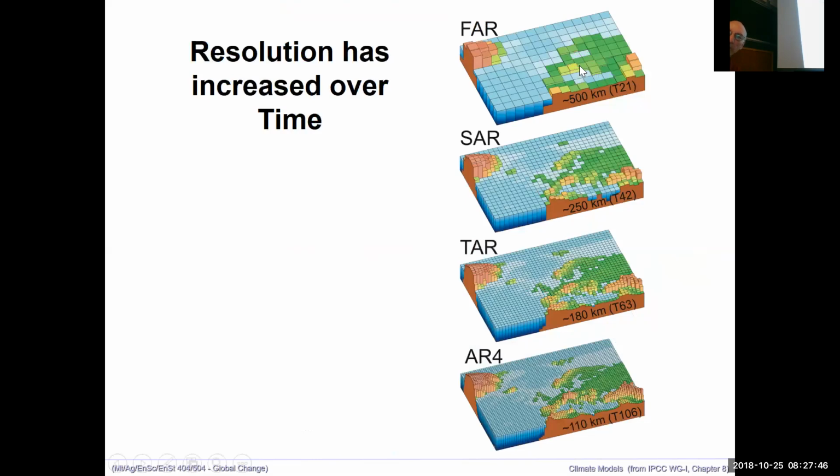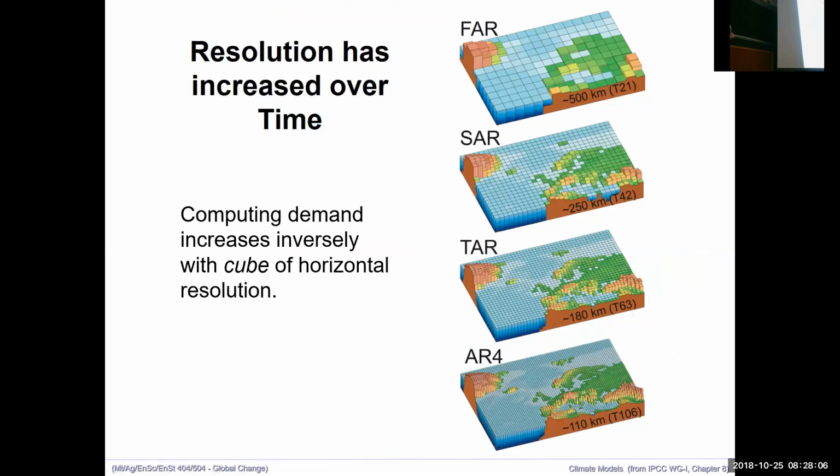And if you compare these models, the Alps are portrayed as a slightly taller Lego block in the first assessment report, whereas there's quite a bit more resolution in the topography and the coastlines of Europe in the assessment report 4. So the computing power that's required increases as a function of the cube of horizontal resolution. So the more detail that you pack into what you ask the model to do, the more computer power it takes. And it's not a linear function, it's a cubic power function.